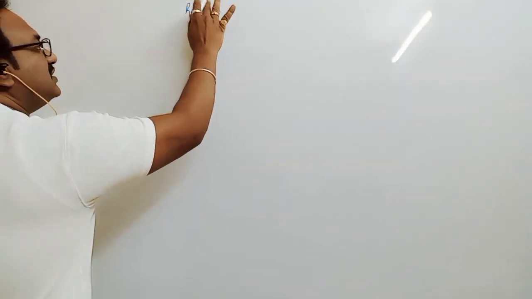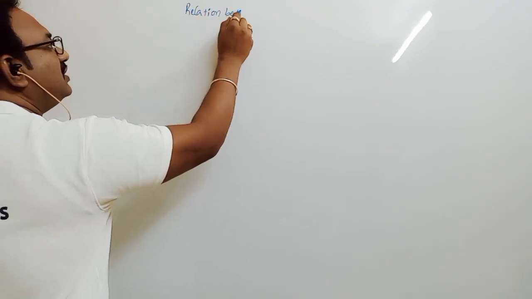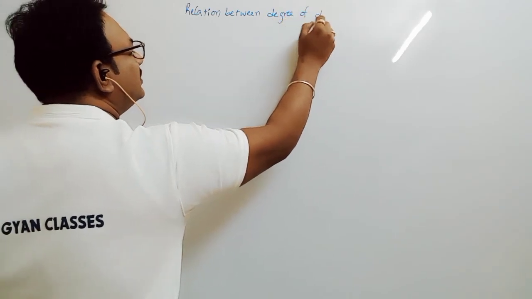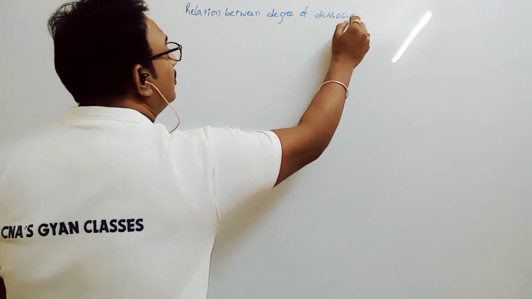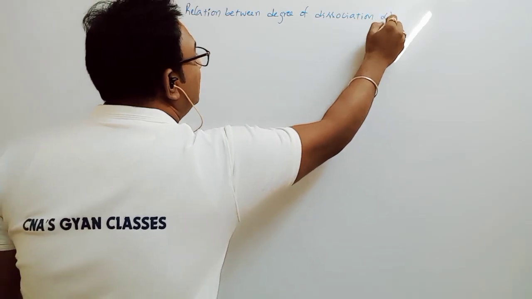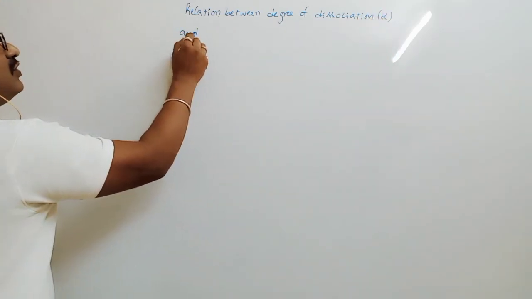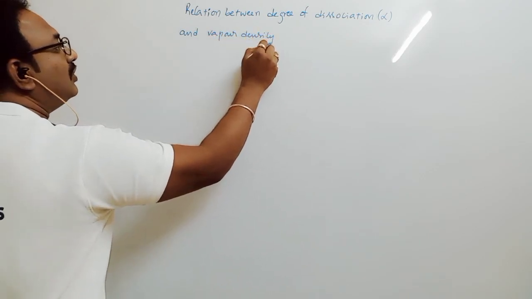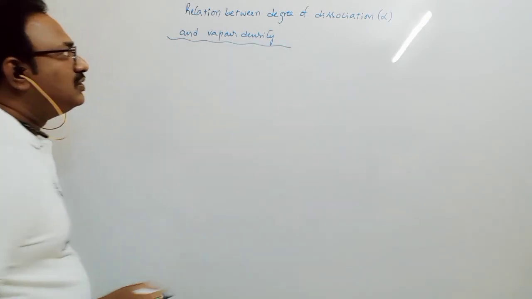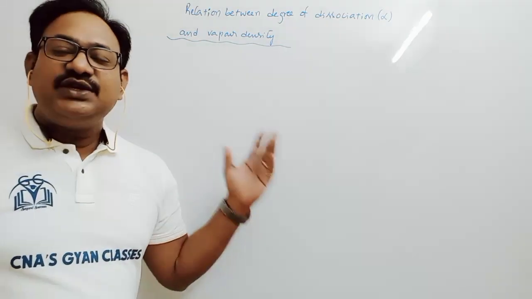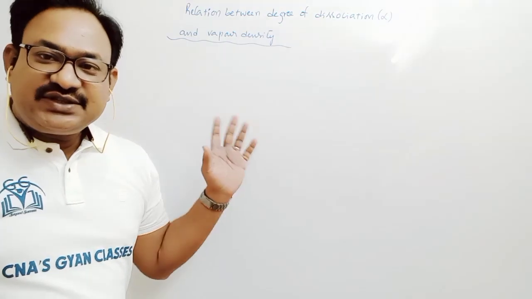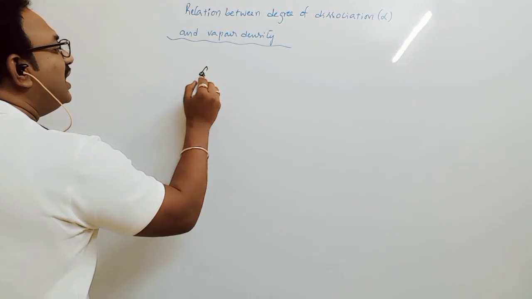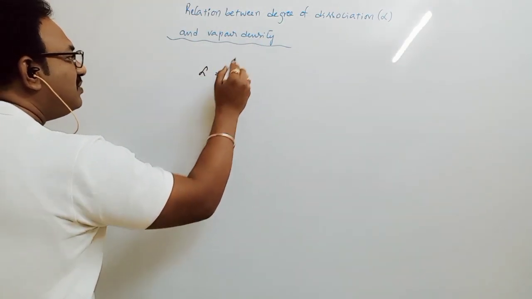So all of you go through this relation between degree of dissociation, which is represented with alpha, and vapor density. Okay, so relation between degree of dissociation and vapor density. First of all, what is degree of dissociation? It is designated with alpha. Alpha क्या बोलते हैं? Degree of dissociation मतलब क्या?